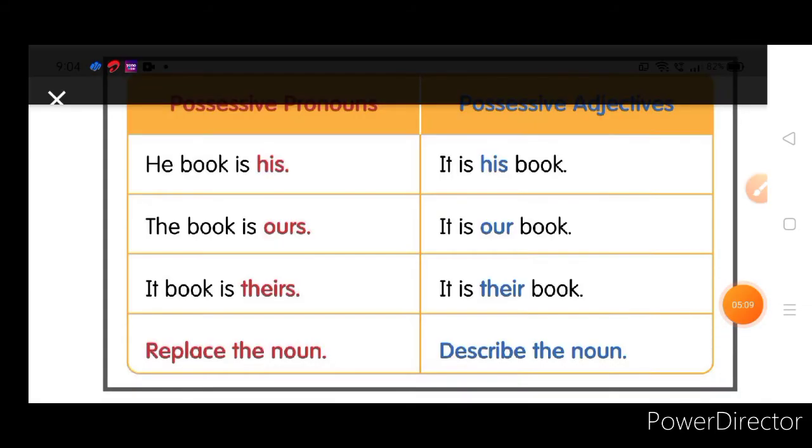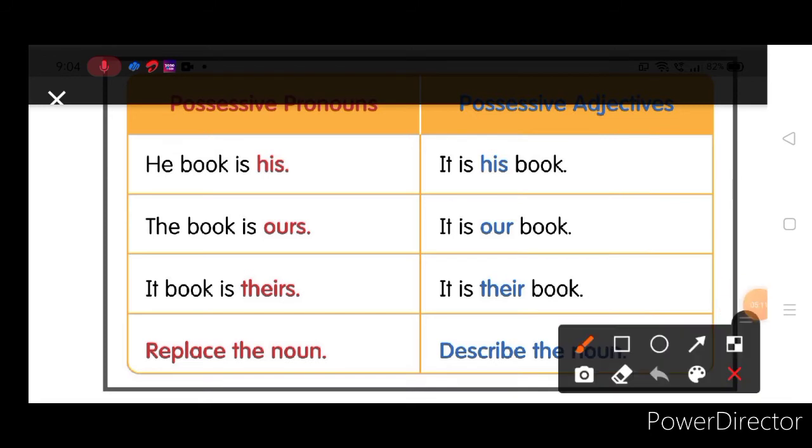Now here some more examples you can see, but they have been written wrongly. You have to correct it. Okay, not wrongly, they are correct only, but they are the possessive pronouns and the possessive adjectives. Though the word is the same, since the position is changing, the same word "his" in one case is a possessive pronoun, in another case a possessive adjective.